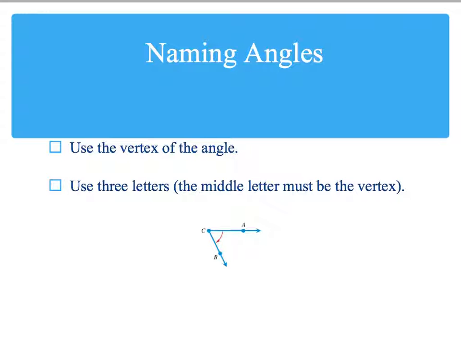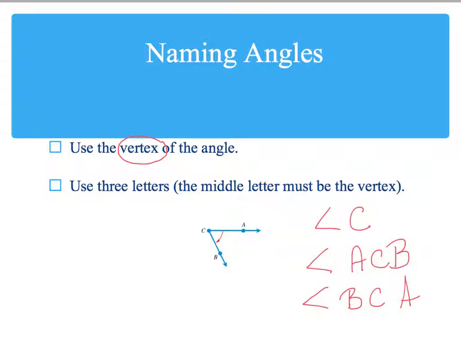In order to name an angle, you've got 2 different ways to do that. One way is just by using the vertex of the angle. Another way is to use 3 letters, but the middle letter must be the vertex. So in this example here, we could call this angle C or angle ACB. We could also call it angle BCA. As long as that vertex is in the center, then it's considered the same angle.